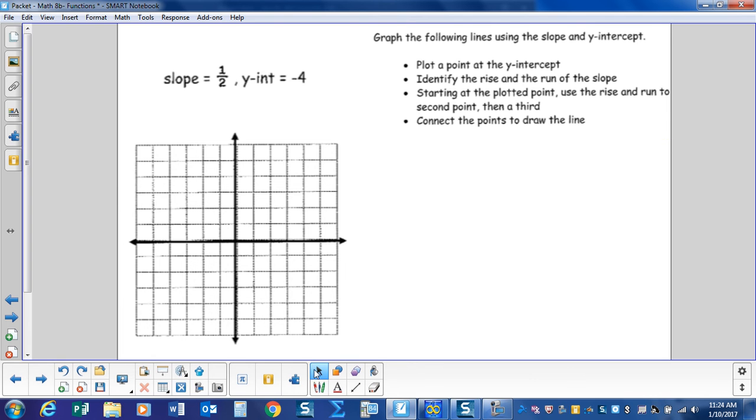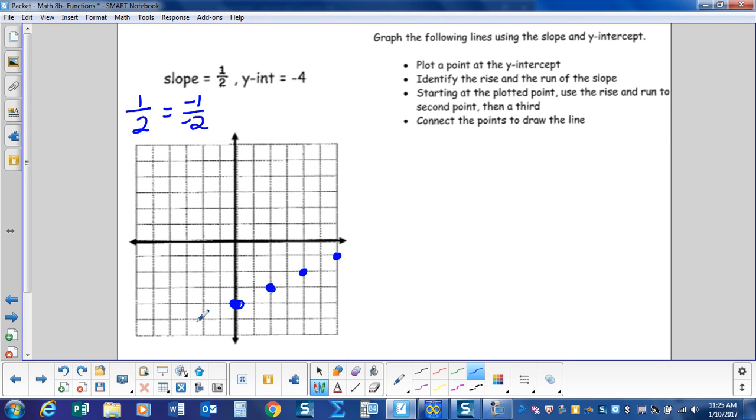Okay, this next example, I have a slope of 1/2 and a y-intercept of -4. So let's plot a point at the y-intercept, which is -4. 1, 2, 3, 4. So -4. And now I'm going to apply my slope, which is a positive 1 over 2, which is also equal to -1 over -2. So I'm going to start with a rise 1 and run 2. Rise 1, run 2.